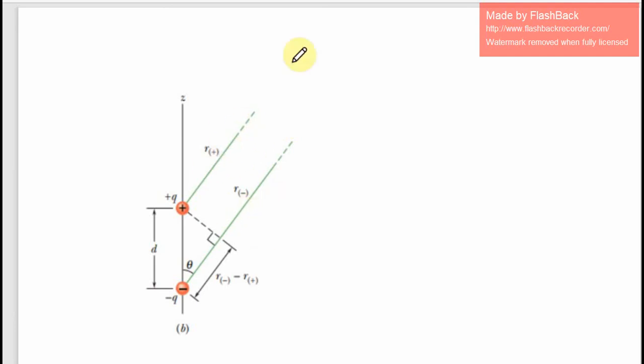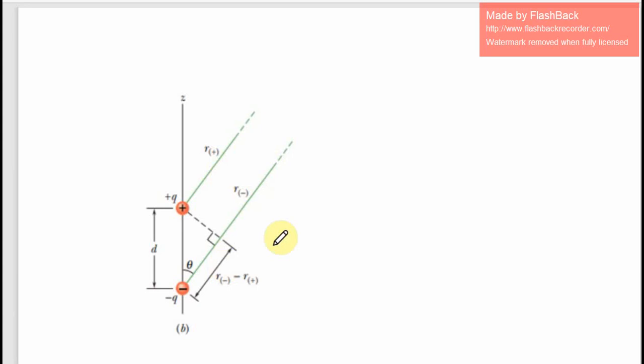Okay, this indicates that the point P is very far from the dipole axis. Now our picture looks like this. The distance from the positive charge of the dipole is r plus, and the distance from the negative charge of the dipole is r minus. Okay, we will use this triangle. Here is r plus, r minus.